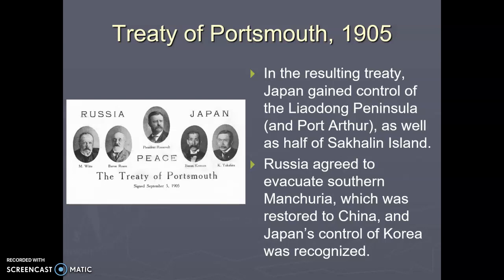And by 1910, Japan will formally annex Korea in an aspect of colonialism. So we see what happens with the United States and its expanse of colonial powers. We're going to see the same thing with Japan. And so this has a lot of consequences for, again, Korean history.